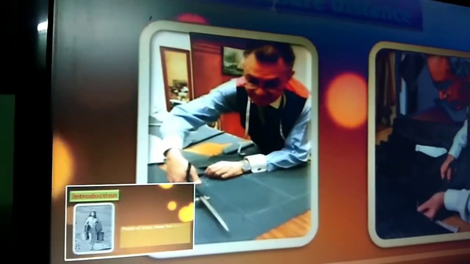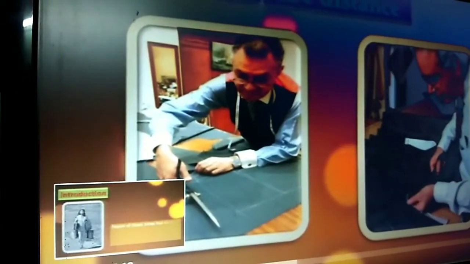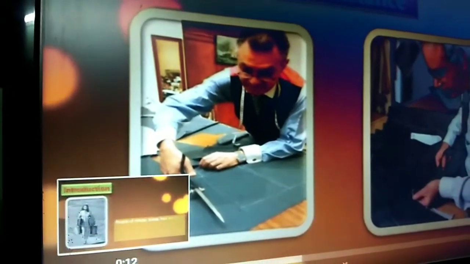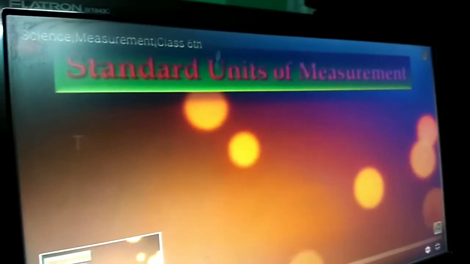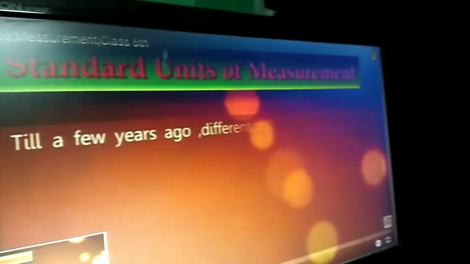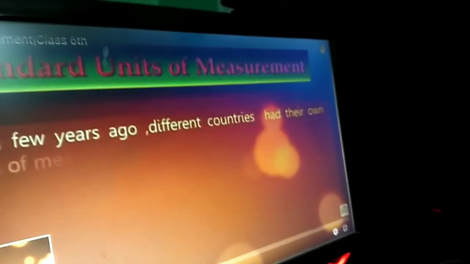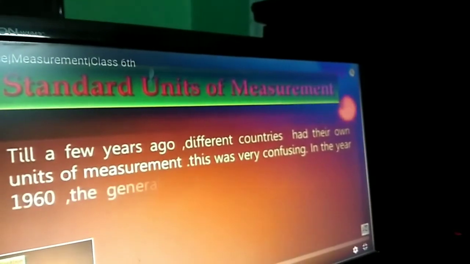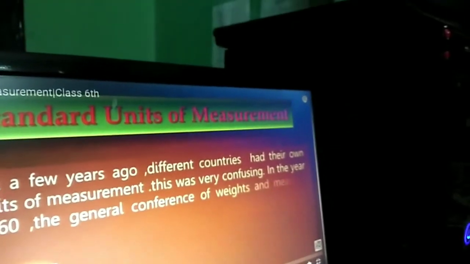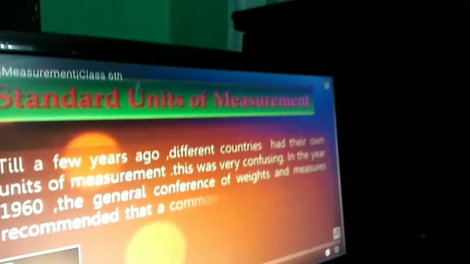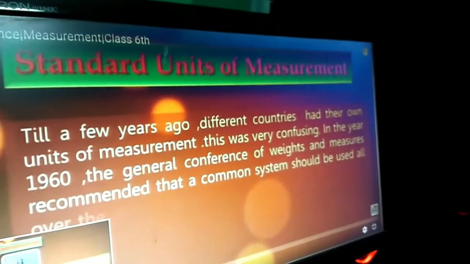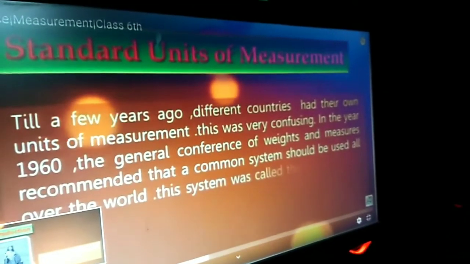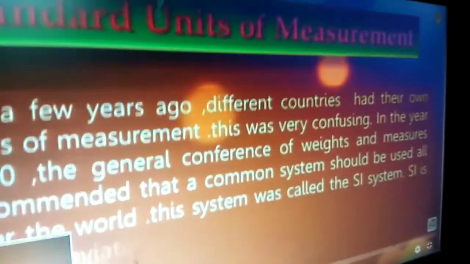A tailor would require exact measurements to stitch clothes that would fit you properly. Till a few years ago, different countries had their own units of measurement. This was very confusing. In the year 1960, the General Conference of Weights and Measures recommended that a common system should be used all over the world. This system was called the SI system.